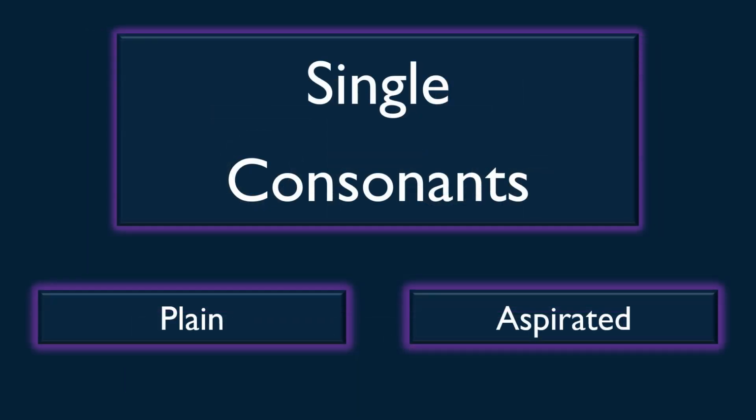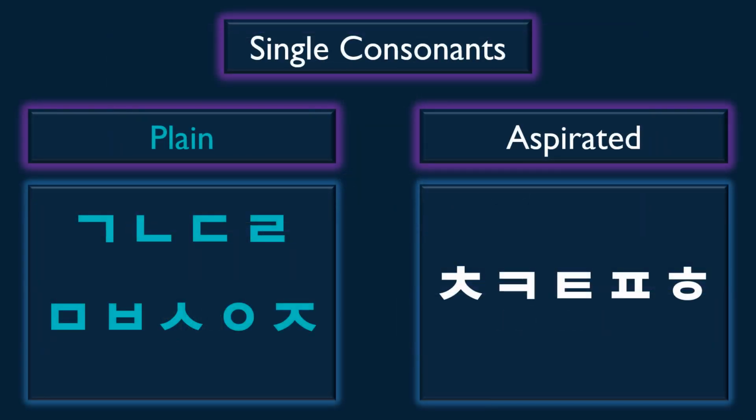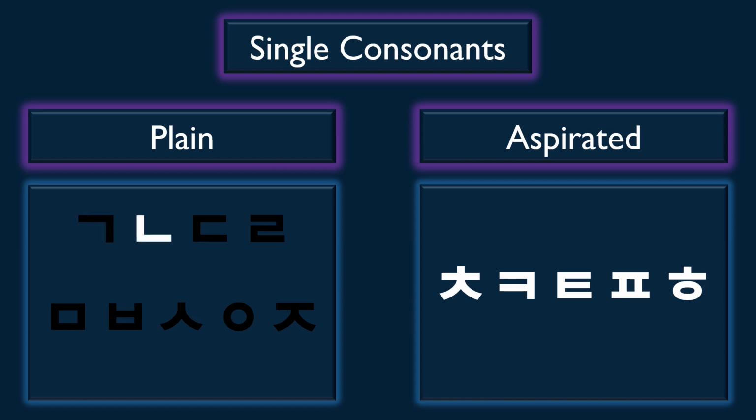The single consonants are divided into two, plain and aspirated. The plain consonants are pronounced in the normal way without air and tense. Just pronounce it by its plain sound. Ga, na, da, ra, ma, pa, sa, a, cha.